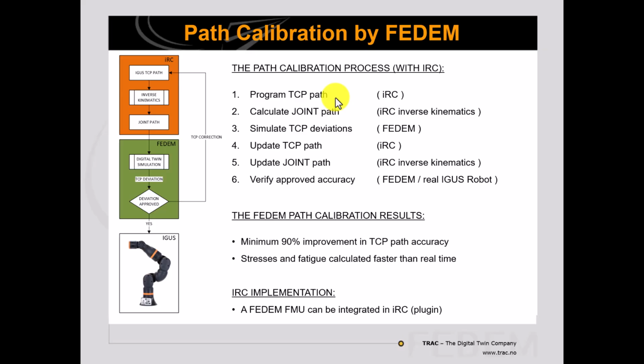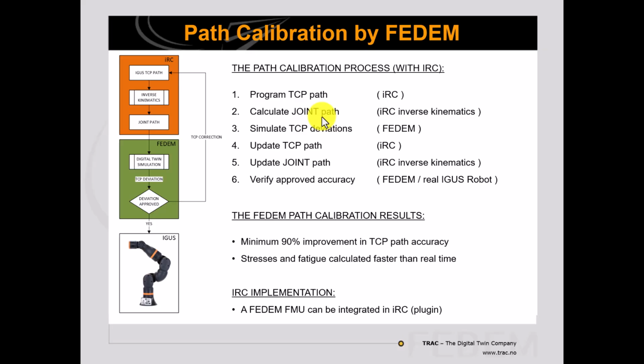As you probably know, IGUS iRC and most other path planning tools are using pure kinematics, while FEDEM is a nonlinear finite element program that incorporates all dynamic effects. So the process is as follows. First, I program the TCP path in IRC. Then I use the inherent inverse kinematics in IRC to calculate the joint path.